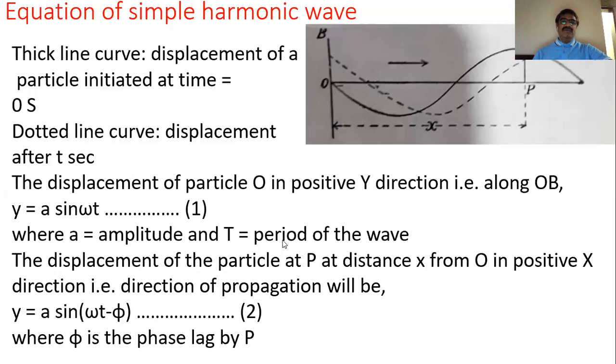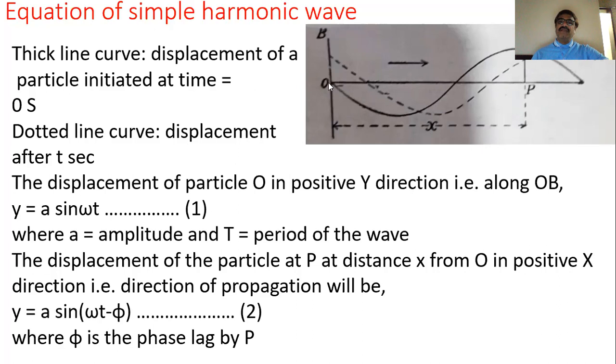Let us move first of all to the displacement of the particle at point P. The wave is propagating in the forward direction, and during its propagation the wave reaches point P, which is at a distance x from point O, from which it is supposed that the wave has started at t equal to 0. So what will be the displacement of the particle at point P? Of course, the particle will lag in phase by a certain amount.